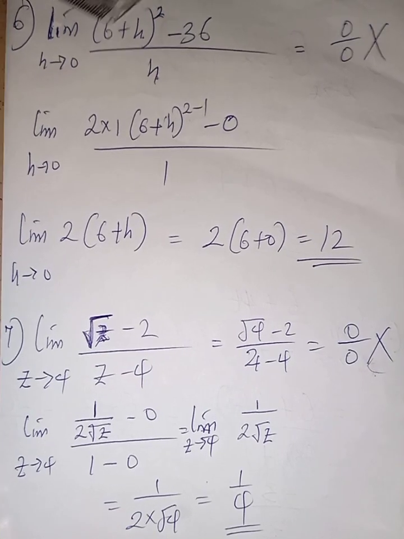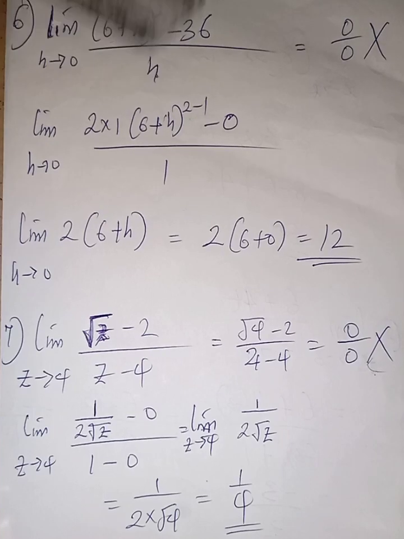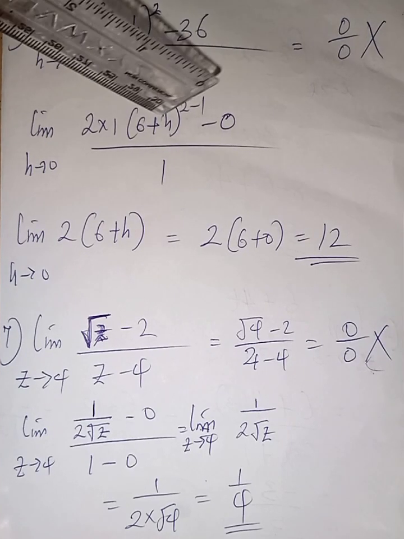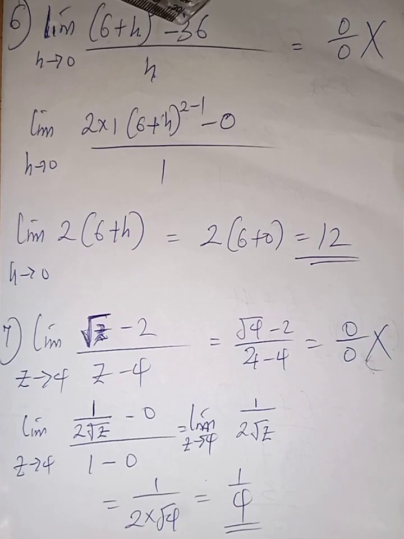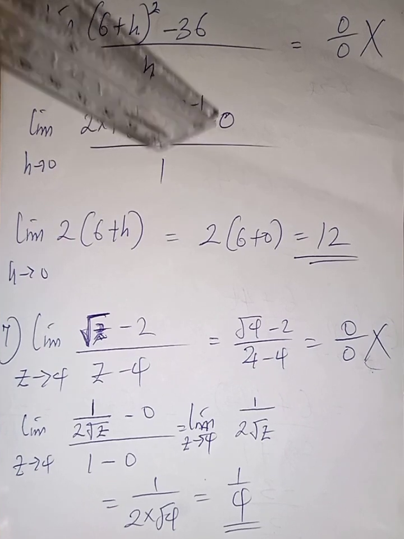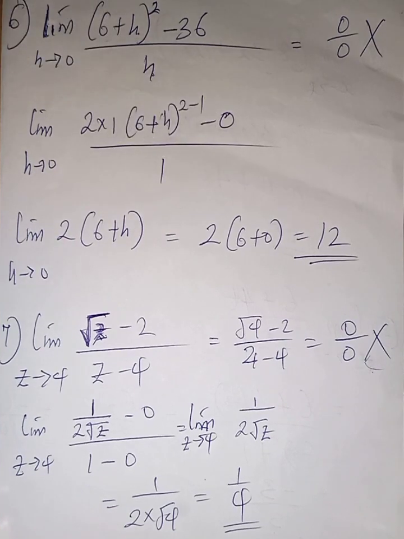When you differentiate inside this place, you're going to have 2 times 1. Then repeat the same expression back and remove 1 from the power. You're going to have this. Differentiate 36, 0. Differentiate h with respect to h, 1. So that's all. It's a very simple thing to do.